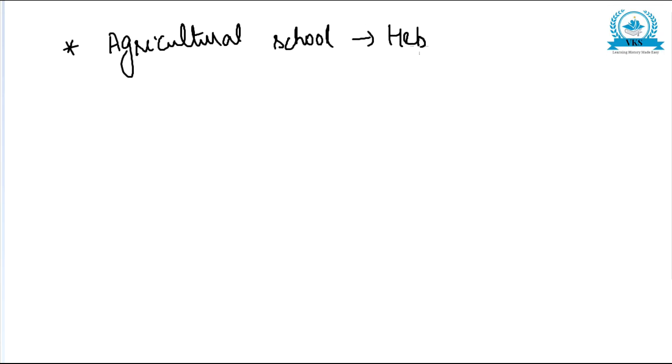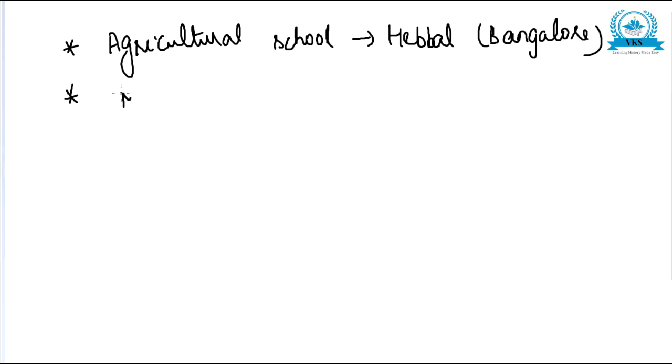He also established an agricultural school at Hebbal in Bangalore. That was also an achievement of Sir M. Visvesvaraya.